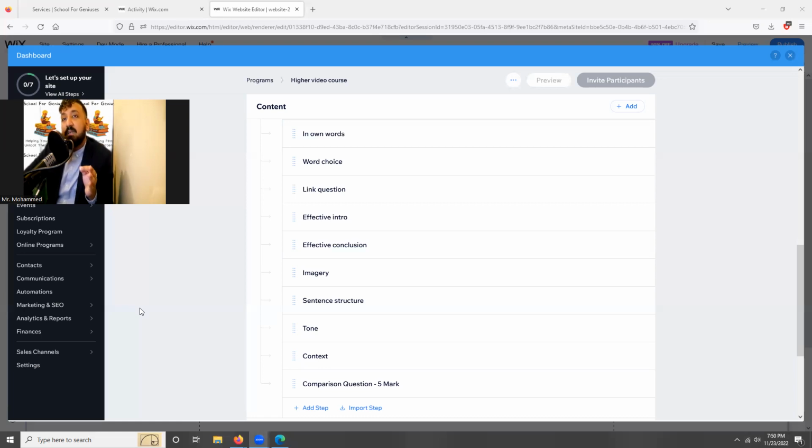Now, the very last type, which is essentially for Higher, is the comparison question. This is where you're asked to compare the two texts, the two articles, and to see how the writers either agree or disagree on something. We're going to go into detail on each of these in each of the lessons, but this is just basically an overview.